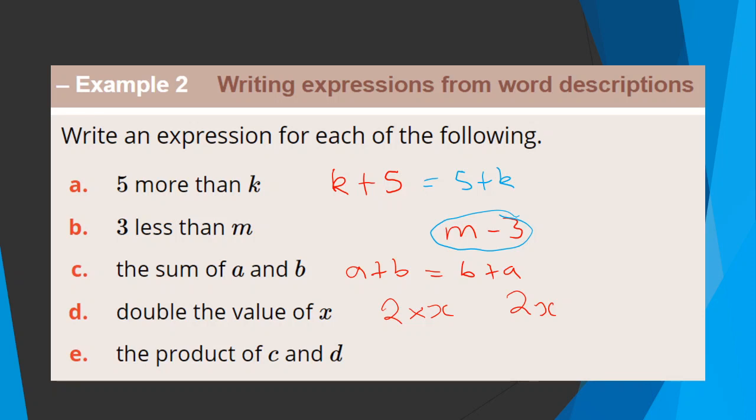Alright, and the last one, product of C and D. We remember that the product means multiplication, so it's C times D, but in algebra, we just write CD. Okay, so whenever you have a letter next to a letter, it means multiplication. If you have a number next to a letter, it still means multiplication.